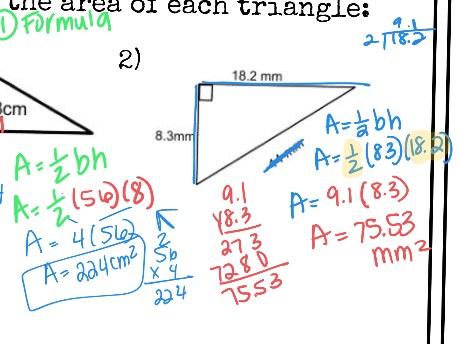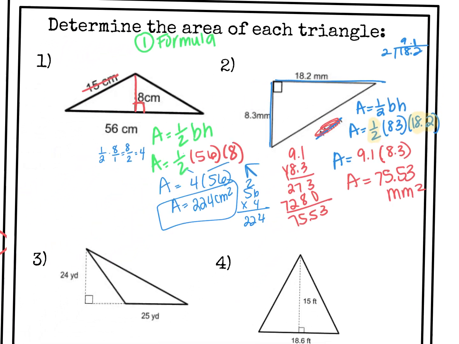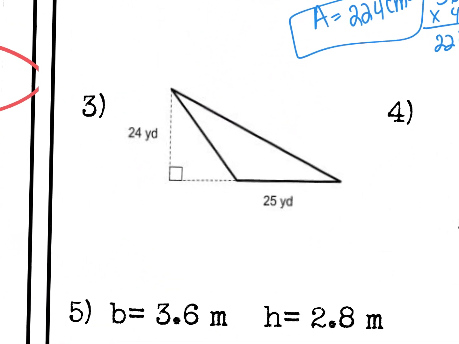So 2 things that you need to remember here is cross out the dimensions that you don't need. For example, right now I have to scratch this one out because we didn't need it. I worked with my fraction half, and I just took half of a number. That was easy. And then that's it. Let's go do number 3.